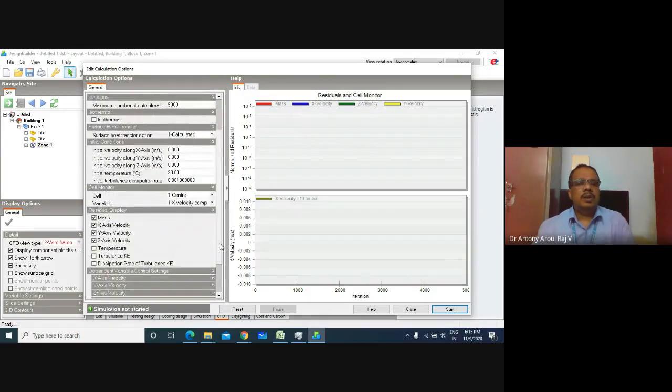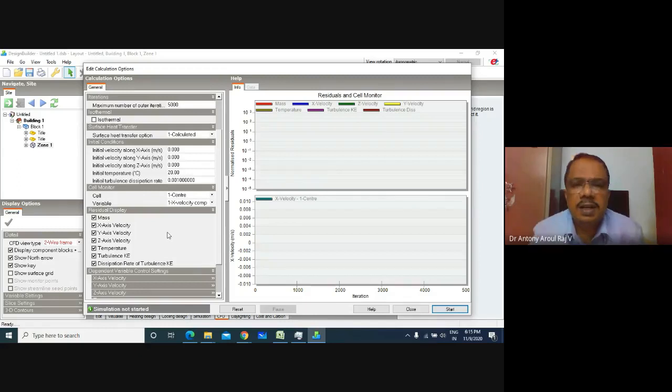You can now monitor the residual. Right now it is showing the residual for mass, that is continuity, x velocity, y velocity, z velocity. You can even include the temperature also, because in external flow we will not be involving the energy equation, but for internal flow we will. Because of that, I'm enabling the temperature, so I have to monitor the temperature residual. For turbulence, I have the turbulent kinetic energy equation and the turbulent dissipation rate equation.